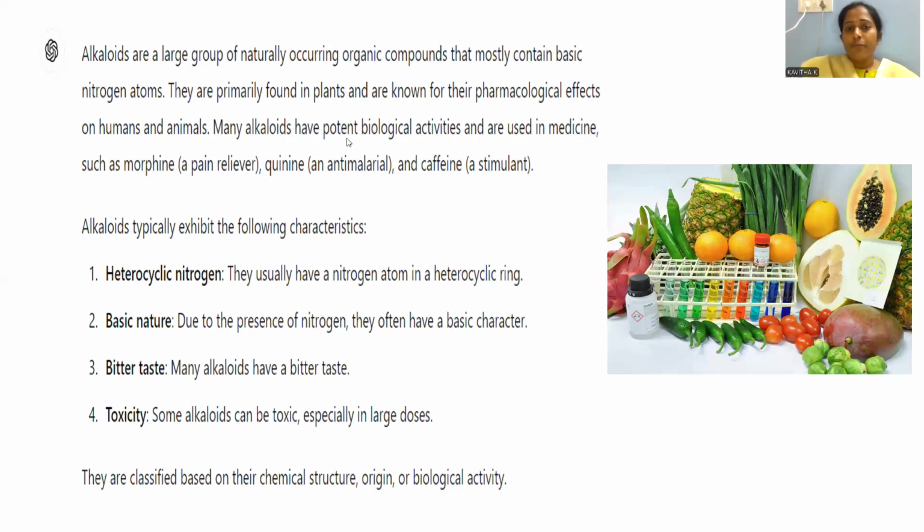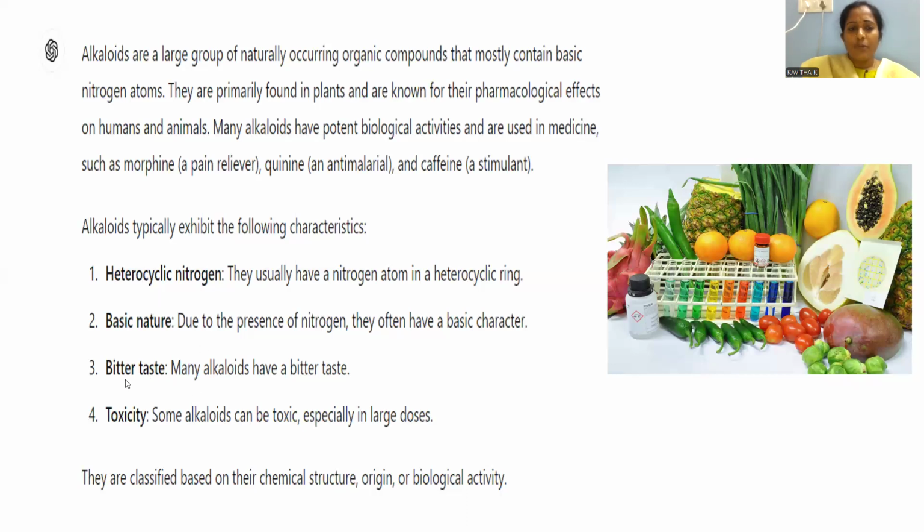Many alkaloids have potent biological activities. Pharmaceutical activities are the most common thing for alkaloids, and they are used in medicine. Morphine is a pain relieving agent. Quinine is anti-malarial. Caffeine is a stimulant. So many kinds of alkaloids are available, and a few are quoted here. Alkaloids typically exhibit the following characteristics.